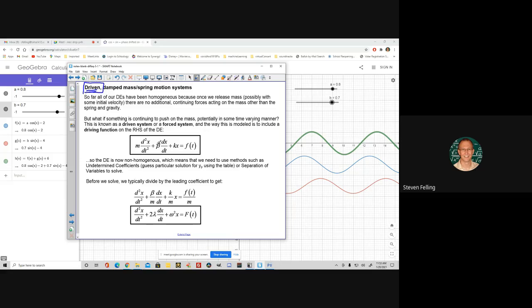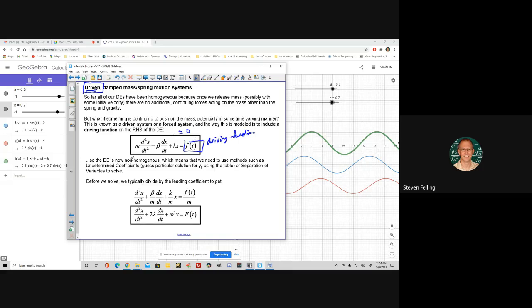And the way that is shown in the differential equation is we used to have our differential equation equal 0, but now we have what's called a driving function on the right-hand side. If the right-hand side is not zero, it means we're applying a force besides just gravity and the spring constant. And so that's modeled by putting a force that varies with time over here.